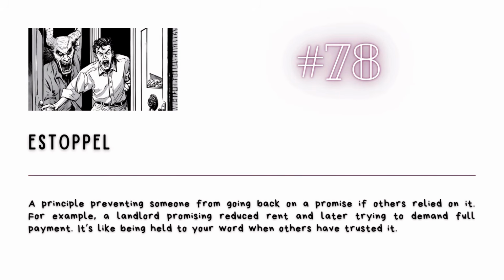Estoppel, a principle preventing someone from going back on a promise if others relied on it. For example, a landlord promising reduced rent and later trying to demand full payment. It's like being held to your word when others have trusted it.